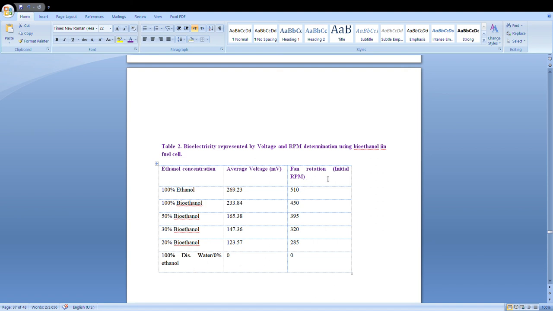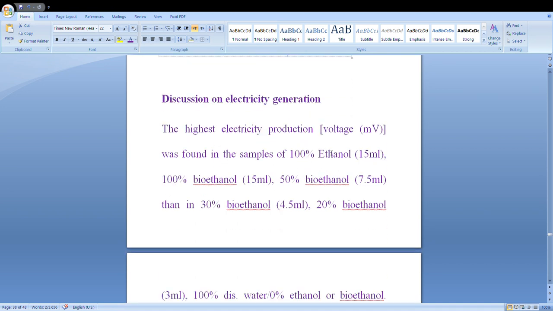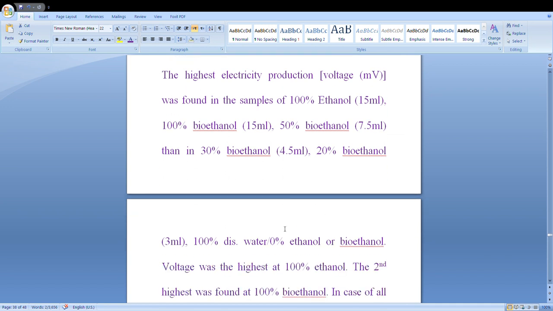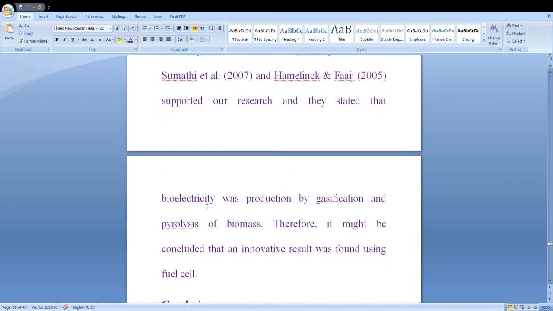And the rotation of the fan, you can see here the RPM. It is all obtained automatically from the meter. So here with bioethanol and 100% ethanol, electricity was generated. In the discussion, the highest electricity production voltage, in millivolts, was found in the samples of 100% ethanol, then 100% bioethanol, then 7.5 ml ethanol, and then 30% ethanol and 20% ethanol. So these are our results. Finally, we can say we have succeeded in our project and we got very good results.